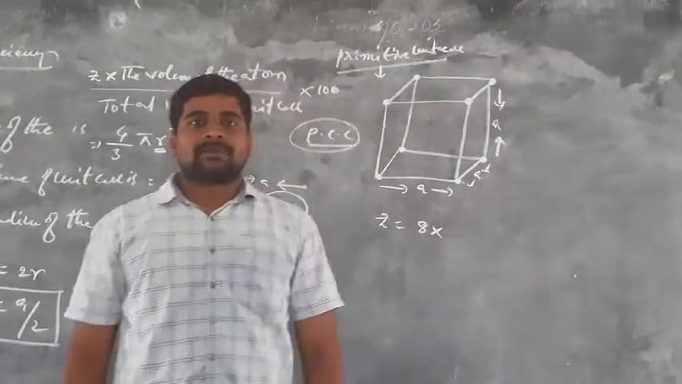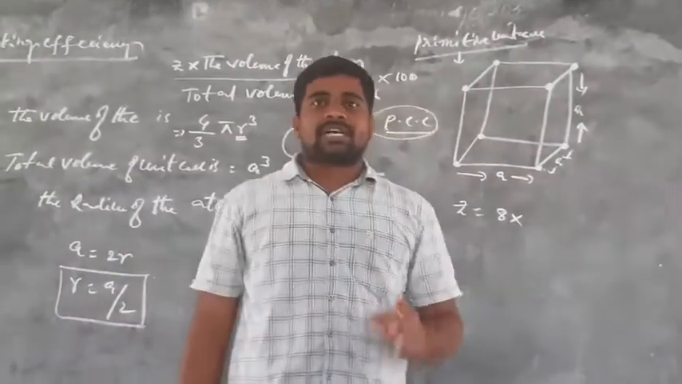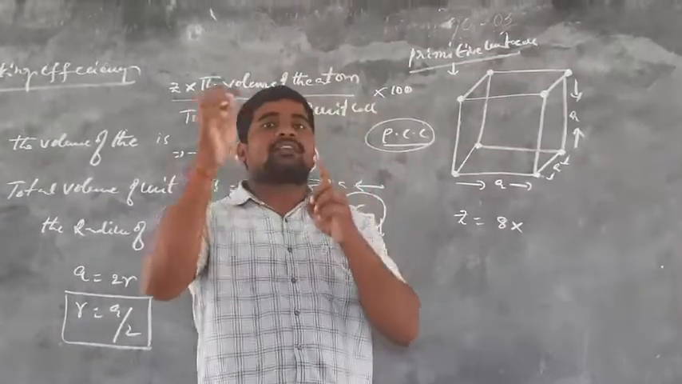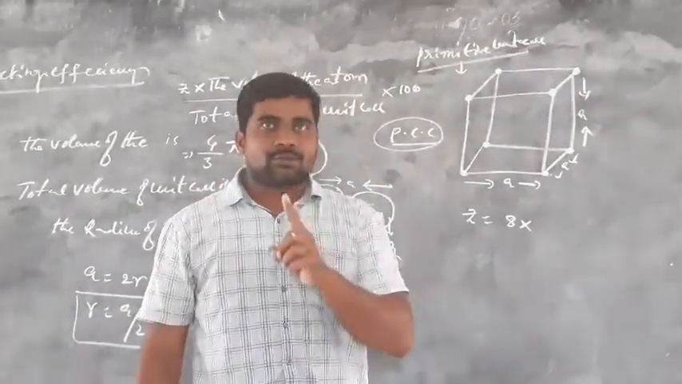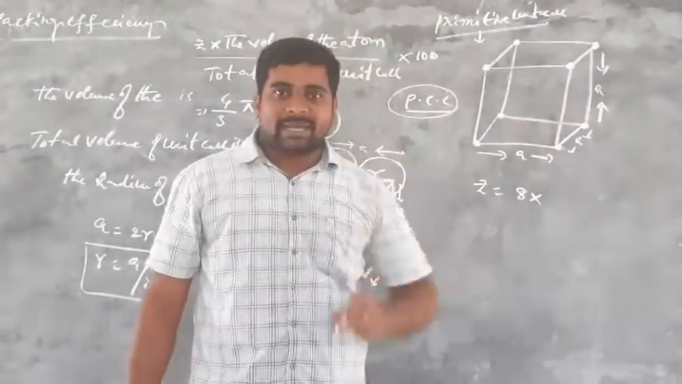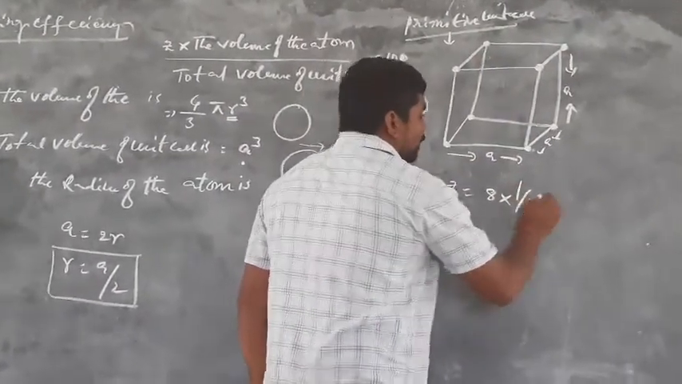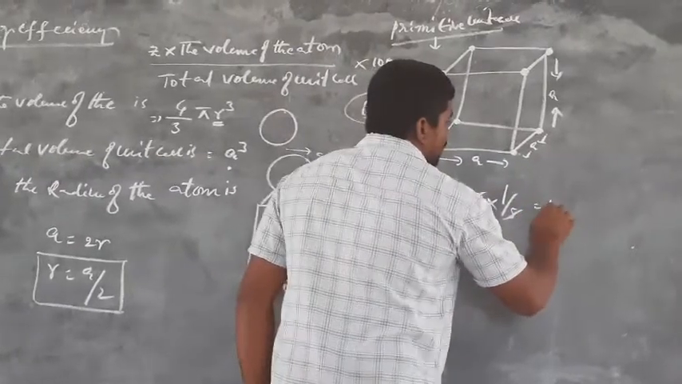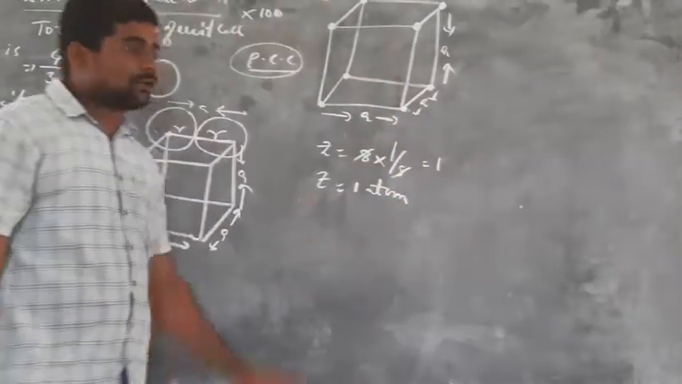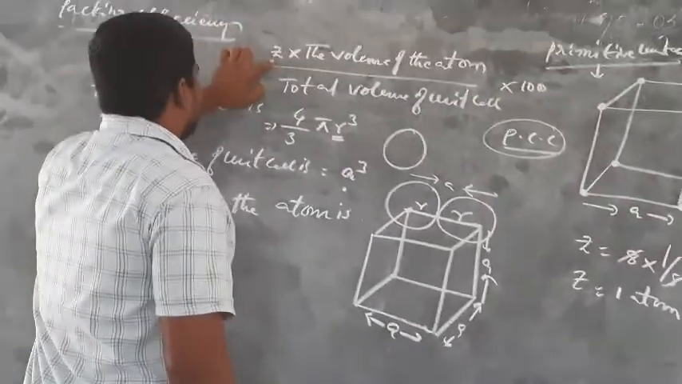One carbon atom contributes 1/8 part, meaning that one carbon atom is shared among 8 cubic cells. So what is the contribution of each carbon atom? 1/8. Eight times 1/8 cancels, so 1 atom, students. The Z value is 1 atom. Okay students, clear? Now these values are placed in the packing efficiency formula.